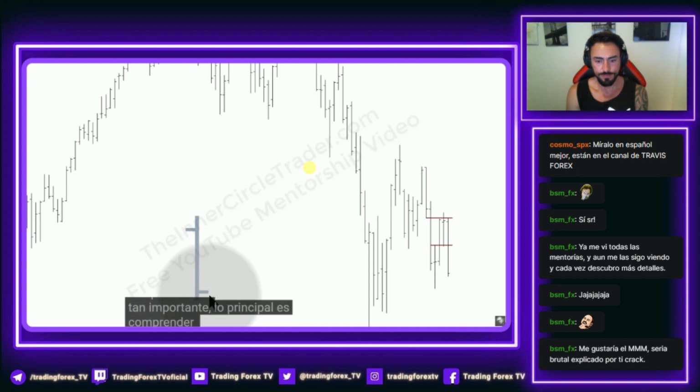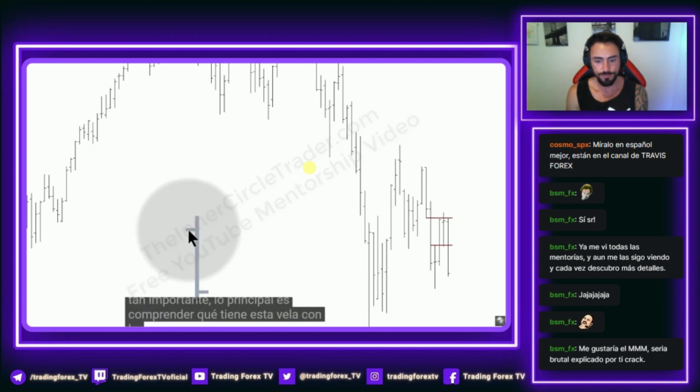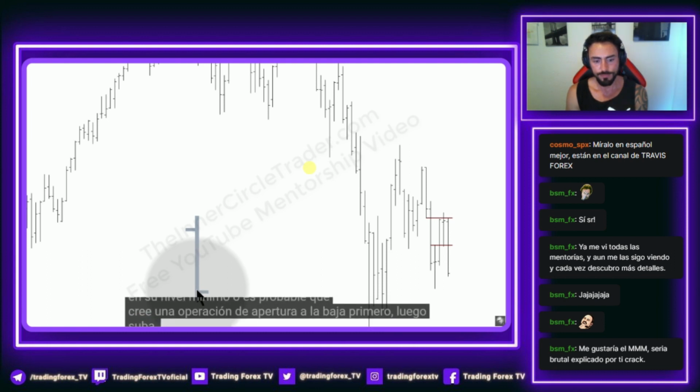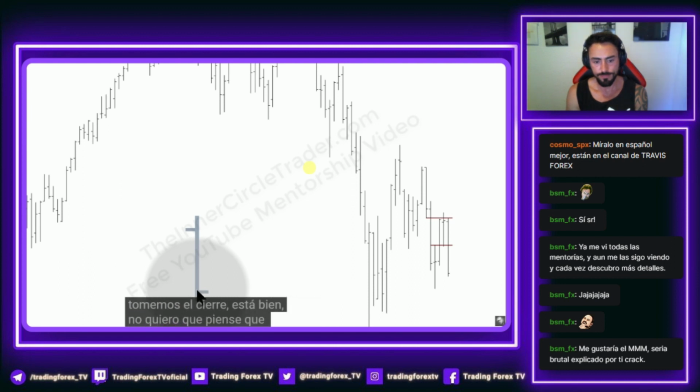The main thing is understanding what does this candle have the highest probability in terms of forming? An open, rally, sell off, and close down on its low? Or is it likely to create an opening, trade lower first, then rally and close near the highs? Let's take the close out, okay? I don't want you thinking that you have to know or be able to predict the closing price. That's more advanced. You don't even need that to be profitable. You just need to know, is this daily range more likely to expand higher or lower than the opening price? That's it. That's all you have to do. That's the key to bias.